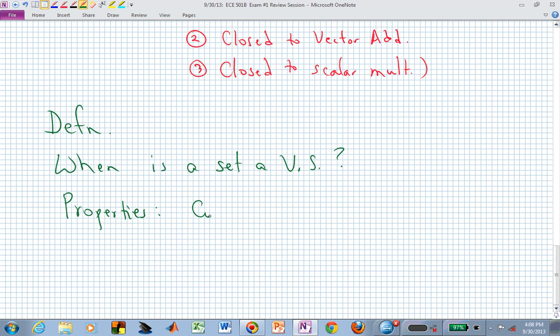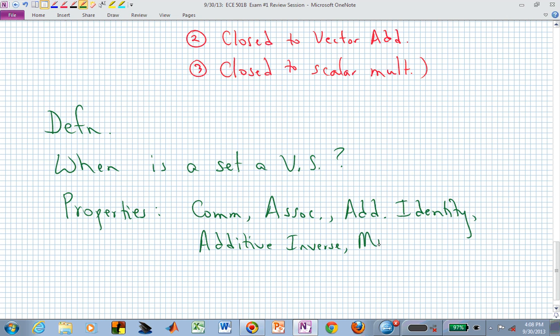You need to have commutativity, associativity, you need to have an additive identity, we need to also have an additive inverse, we need to have a multiplicative identity, and it also has to have this distributive property, must hold.